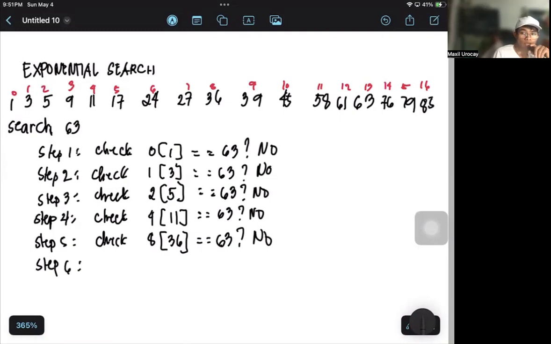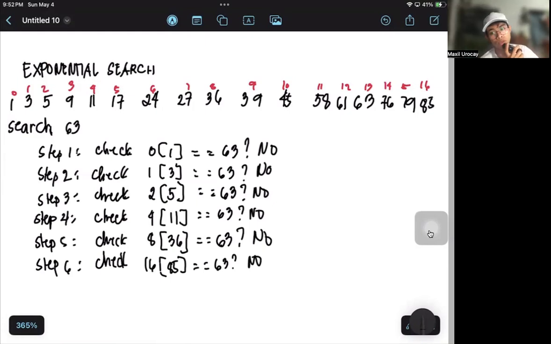For step 6, you will begin to go ahead and make sure to check as well. Times 2 for 8, that is 16. Okay, what is at index 16 right now? And that is 85. Is it equal to 63? No. So what you will be going to do right now, since your element is in the middle of 8 and 16, you have to perform a binary search.